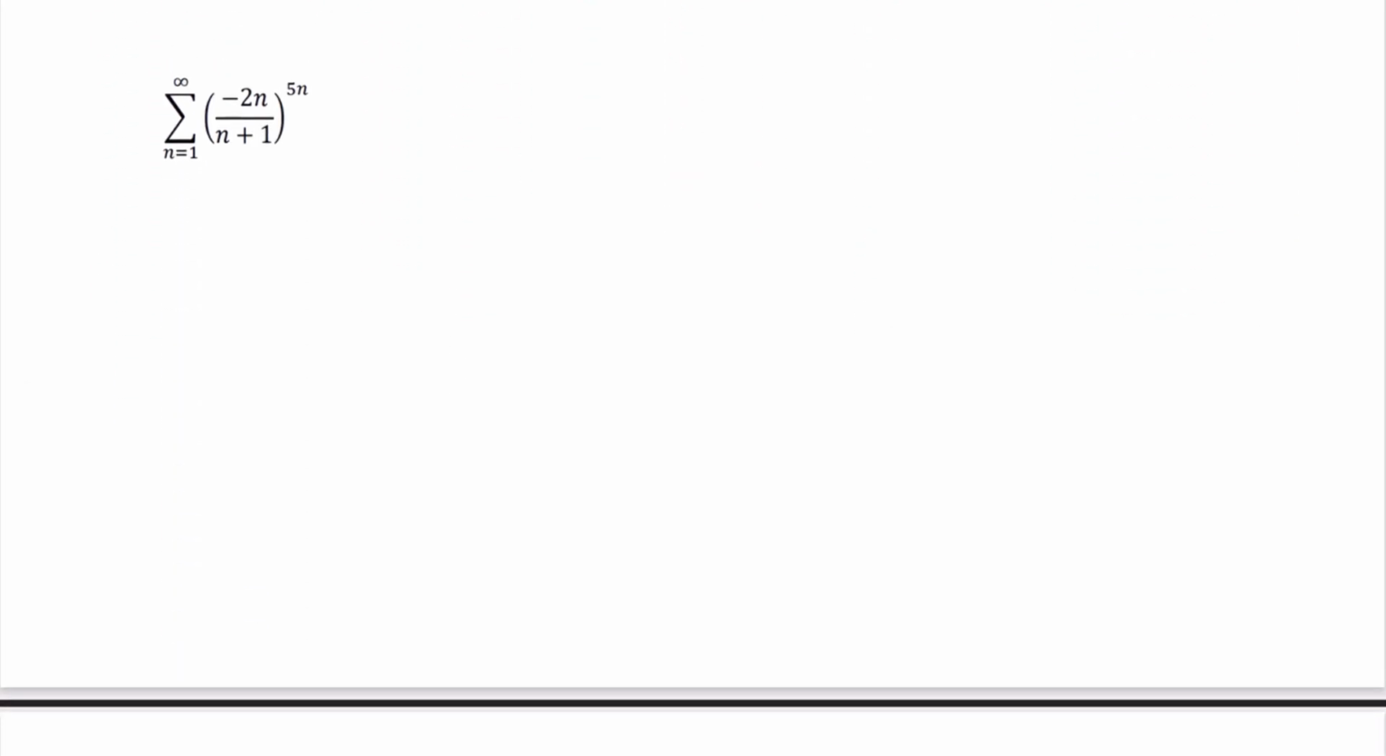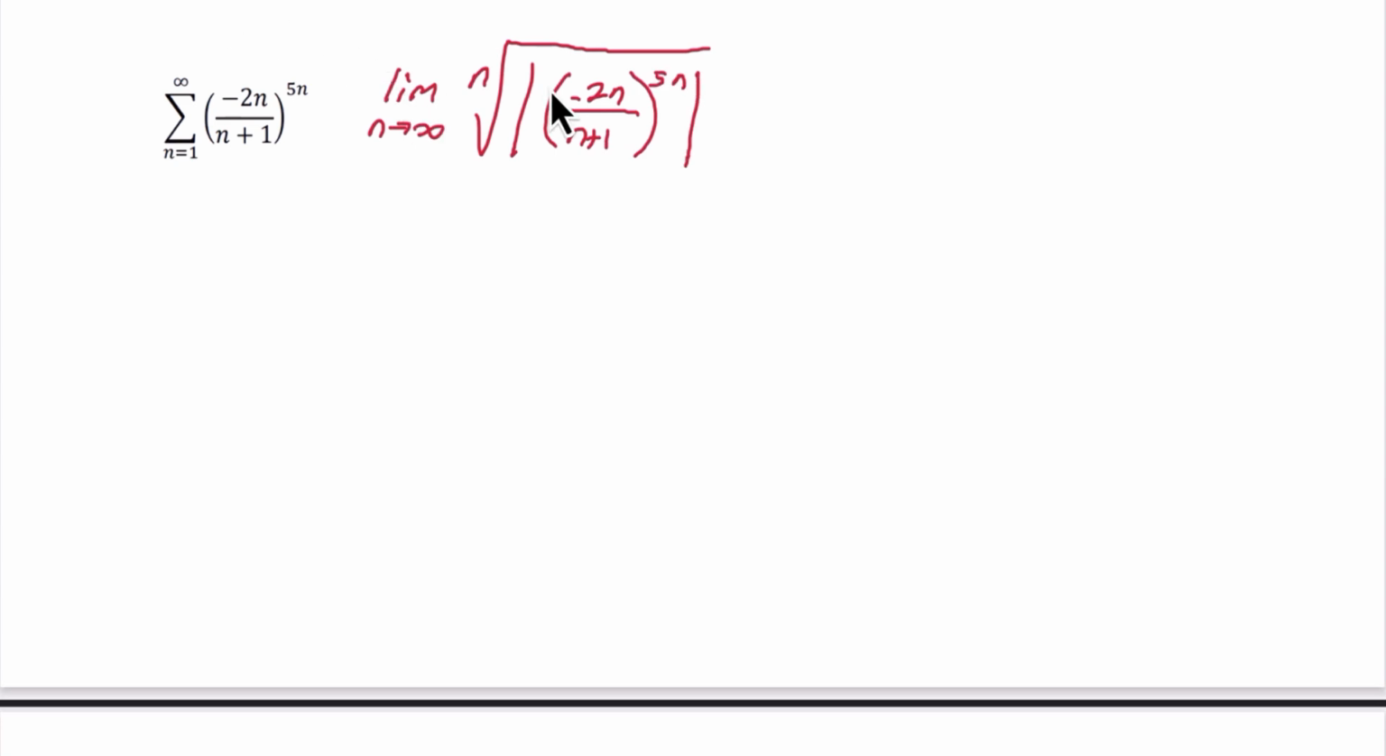In this example, we again want to use the root test. The limit as n approaches infinity of the nth root of the absolute value of (negative 2n divided by n plus 1) raised to the 5n. Notice that the nth root and the nth power will undo each other, leaving us with the limit as n approaches infinity of the absolute value of (negative 2n divided by n plus 1) to the 5th.